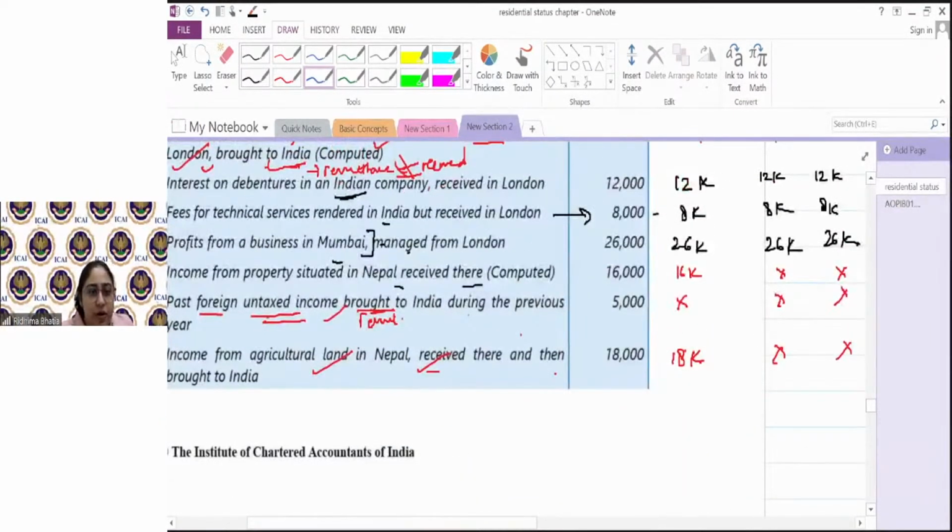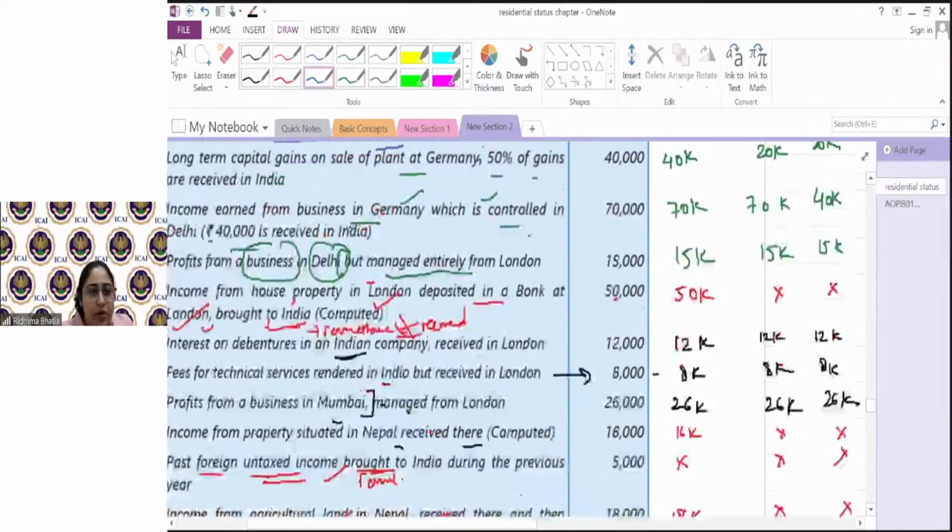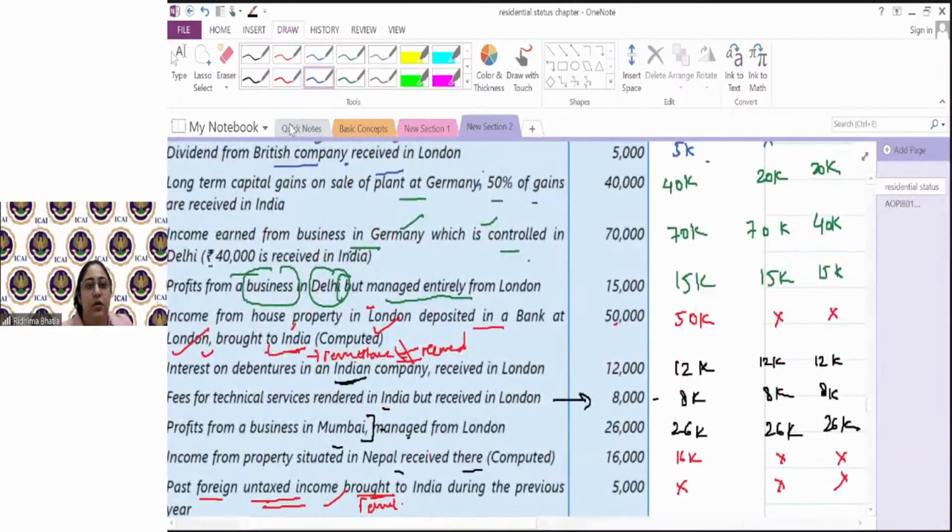जर्मनी वाला कौन सा पॉइंट है यहाँ पे? आई बिलीव ये वाला, लॉन्ग टर्म कैपिटल गेन्स ऑन सेल ऑफ प्लांट एट जर्मनी. एसेट कहाँ लोकेटेड है? जर्मनी में. सो asset is outside India, so income would not be deemed to accrue or arise in India. But since some part is received in India, it would be taxable. So only 20,000 is taxable, and ROR के लिए entire amount is taxable.